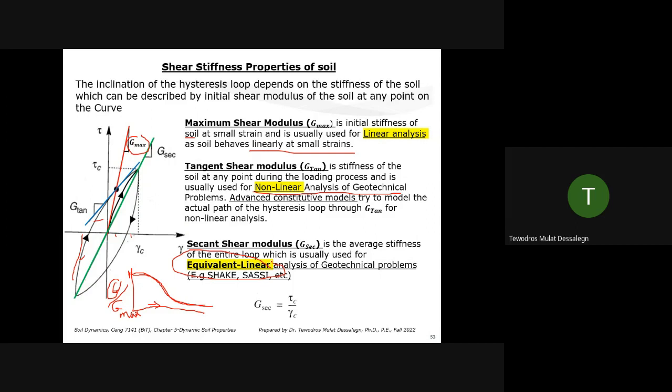So software like SHAKE and SASSI, that's what they do. That's how they model soil for dynamic analysis using the Gsecant. And Plaxis and FLAC have constitutive models using Gtan at every point within the curve.